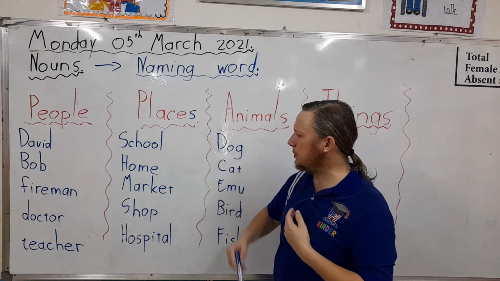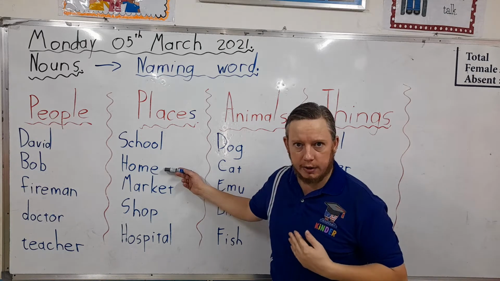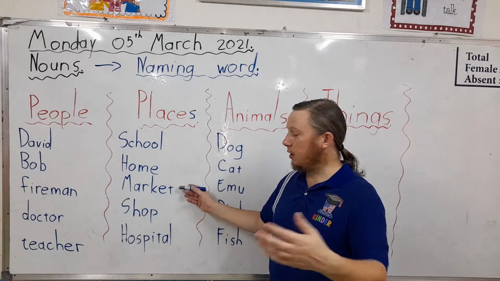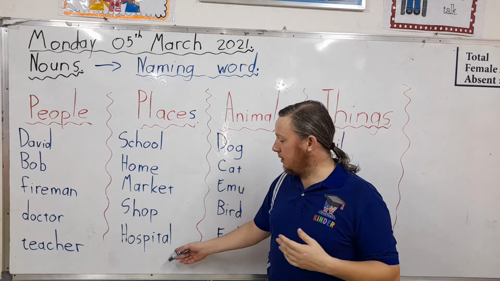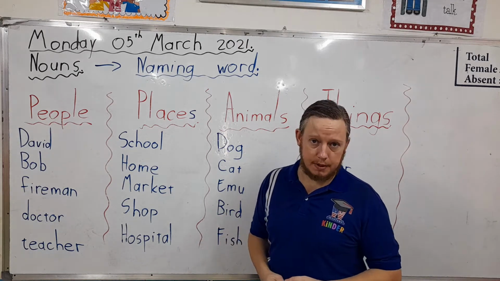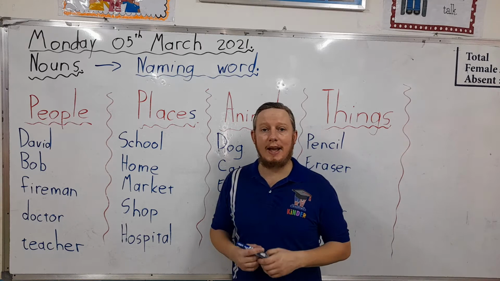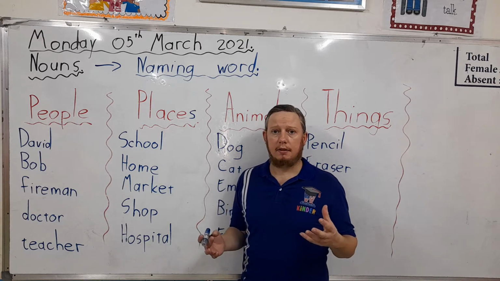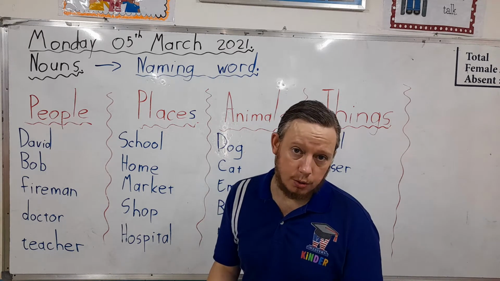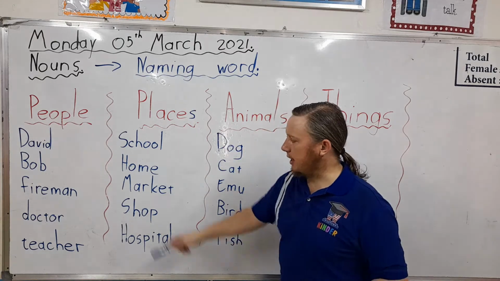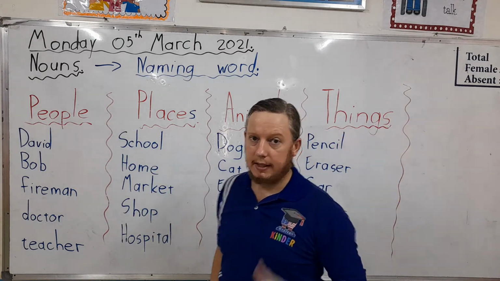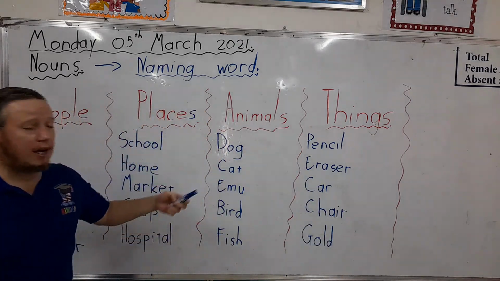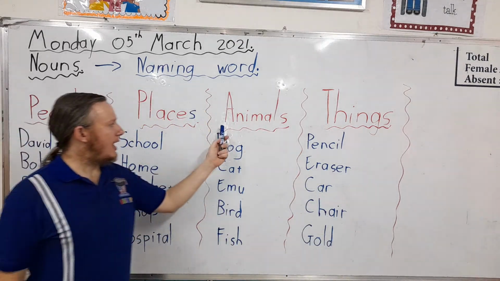Things like schools, things like your home, where do you live? We can go to the market, we can go to the shops, or if we're sick, we go to the hospital. If you can think of any place that you can go to, that will fall under this category. And it's not just these ones, it's all of them.